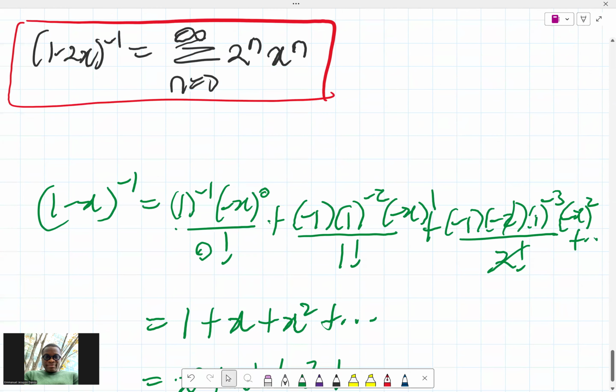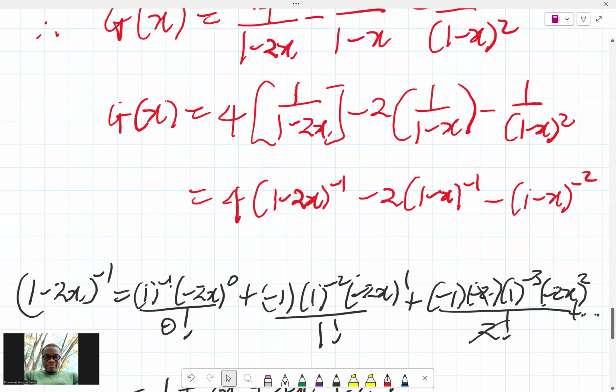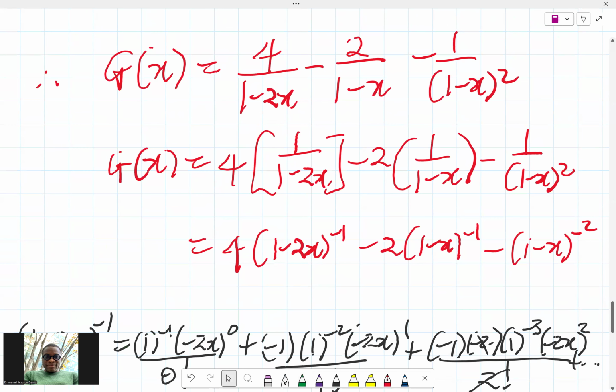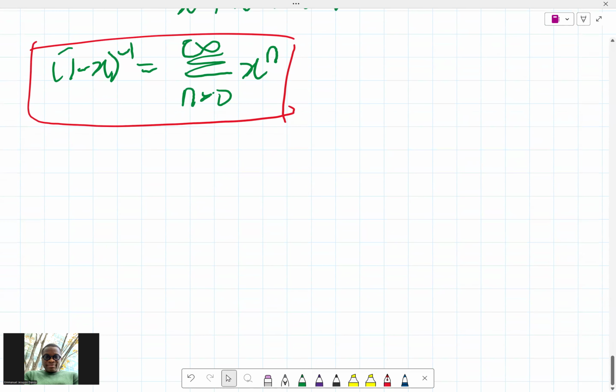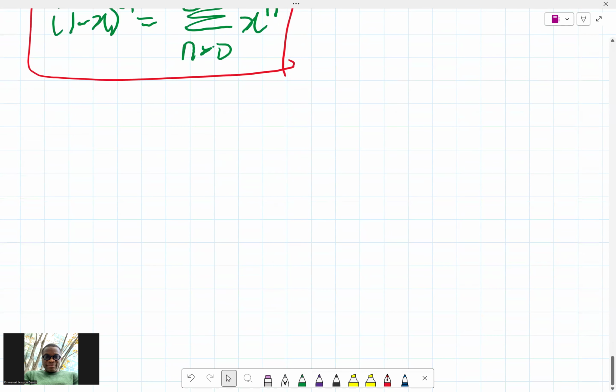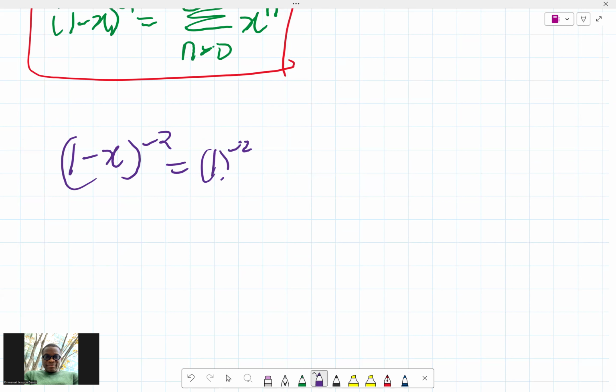Then we have the next one, which is 1 minus x raised power minus 2. Let's see the pattern for that. For 1 minus x raised power minus 2, again, that's 1 raised power minus 2 minus x raised power 0 over 0 factorial plus minus 2 into 1 raised power minus 3.